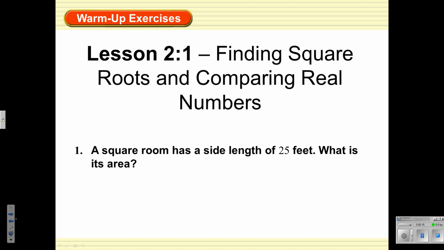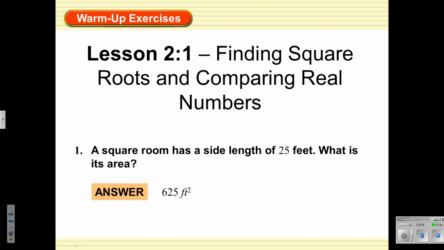A square room has a side length of 25 feet. What is its area? So think of the formula for area. Normally we do length times width, but this is a square room, so we could do side squared. Area equals side squared. You plug that side in, and you get 625 feet squared, because 25 times 25, or 25 squared, is 625 feet squared. So just kind of get us warmed up.